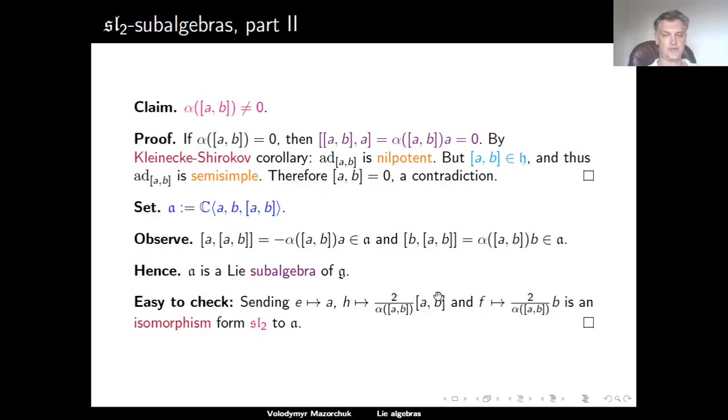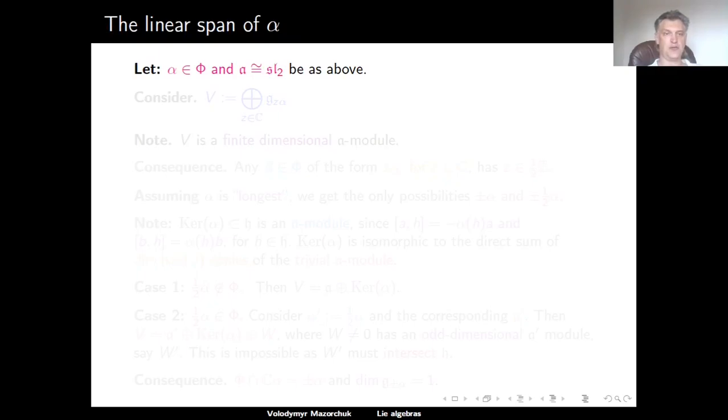It is straightforward to check that the linear bracket of these elements has the same structure constants as the Lie bracket in the Lie algebra SL2. So this proves our claim that we have an SL2 subalgebra script A of G associated with our choice of a root alpha and a non-zero element A in the corresponding root space. Okay, so we keep the choice. We have our root alpha and we have the corresponding SL2 subalgebra script A associated to a choice of a non-zero element in G sub alpha.